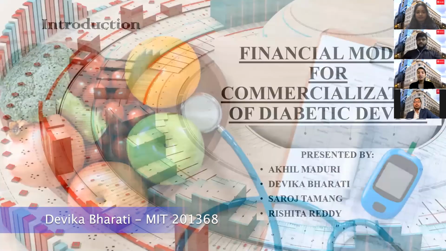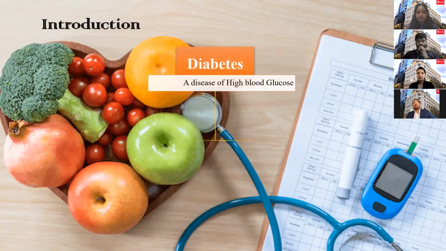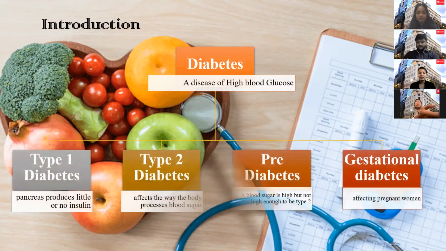Technology advancement has shown phenomenal change in every field, and similarly in the health sector too. We are looking at diabetes. What is diabetes? Diabetes is a disease of high blood glucose level, or we can say that a low level of pancreas production in the human body causes diabetes.